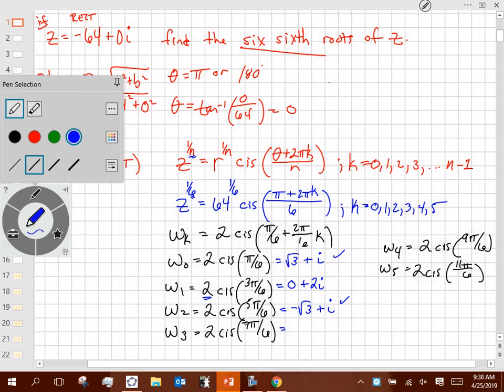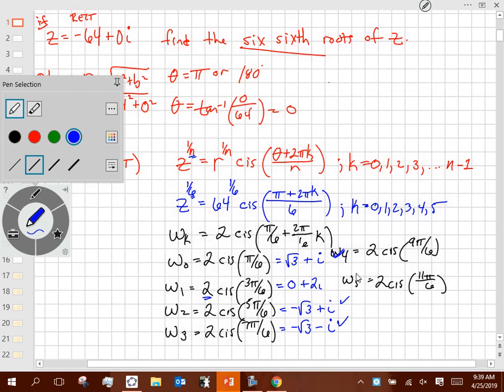What's the cosine of 7 pi over 6? Negative radical 3 over 2, right? Times 2 is negative radical 3. What's the sine of 7 pi over 6? Negative 1/2. Negative 1/2 times 2 is negative 1. There's symmetry with that point and that point now. There's relationships between W2 and W3. But again, I would not use those relationships to help generate the other points. I think it's just a little bit confusing to do that.